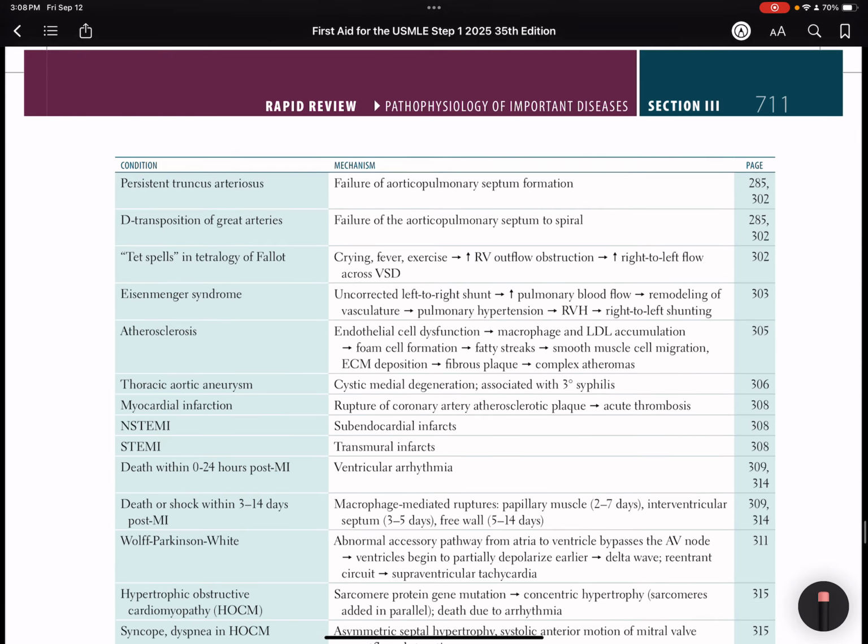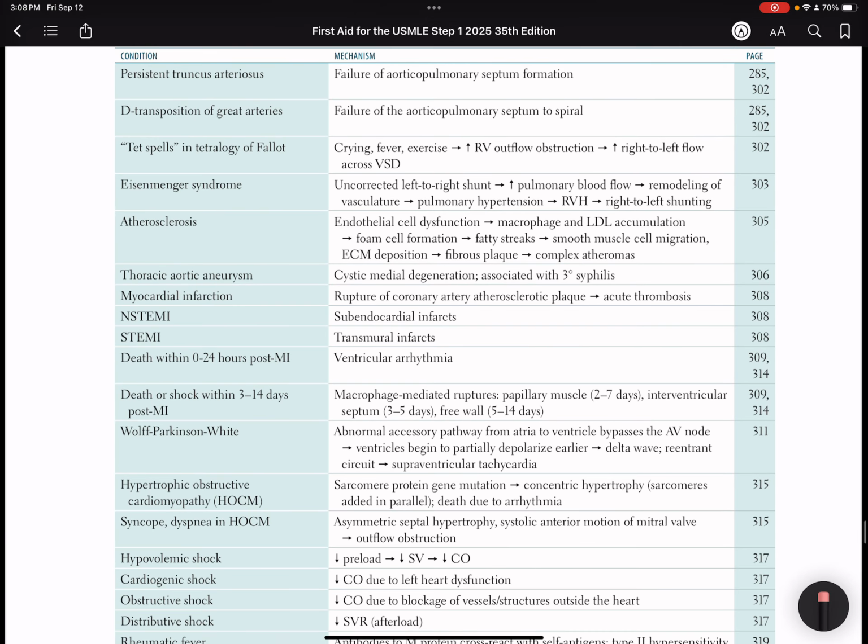Next would be persistent truncus arteriosus. What causes persistent truncus arteriosus? Failure of aorticopulmonary septum formation. Next condition is transposition of great arteries. This is because of failure of aorticopulmonary septum to spiral.